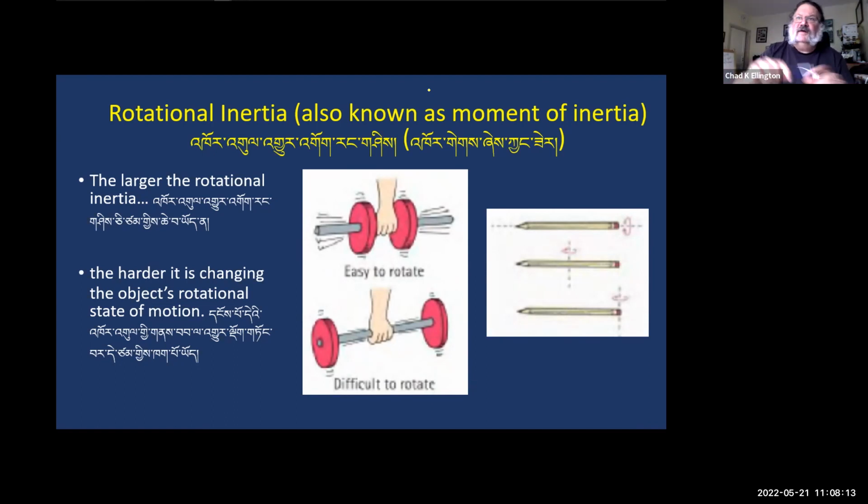So and you can see the figure of the pencil showing you can rotate it around this way has the least rotational inertia. And that's because in that case, the rotational axis basically is down through the center of the entire pen or pencil.